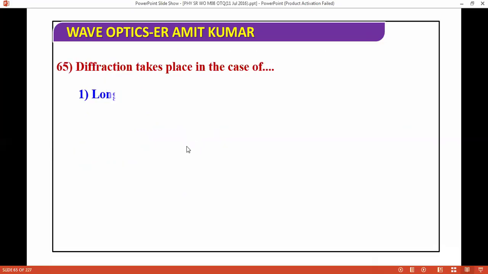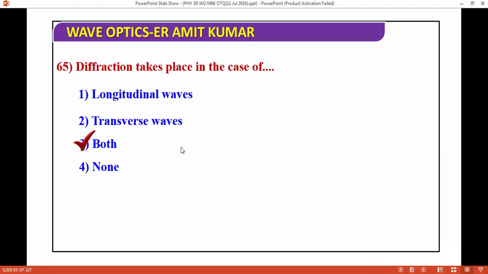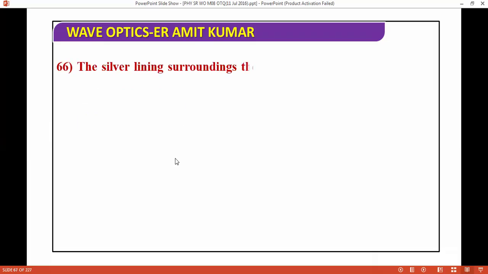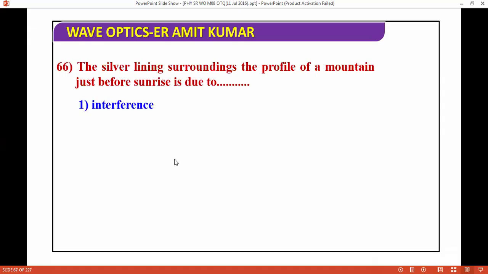Diffraction takes place in the case of longitudinal waves, transverse waves, and both. The correct answer will be both. Sound waves and light both show diffraction. So the silver lining surrounding the profile of a mountain just before sunrise is due to interference, diffraction, dispersion, or reflection. The correct answer is diffraction. It's because of diffraction.